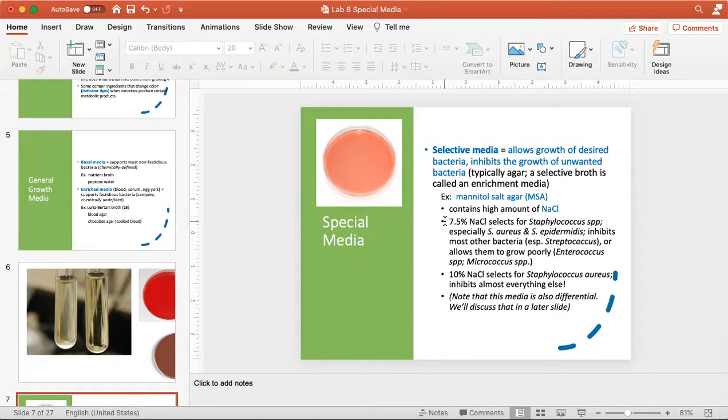Well, what if the physician suspects that it's Staph epidermidis? If I'm trying to find out if I have Staph epidermidis, I don't want to start with the 10% because the 10% will kill Staph epidermidis. But good old Staph aureus loves 10%. It will grow just fine. You won't even notice a difference in the colony size. It just ignores it. It's fascinating.